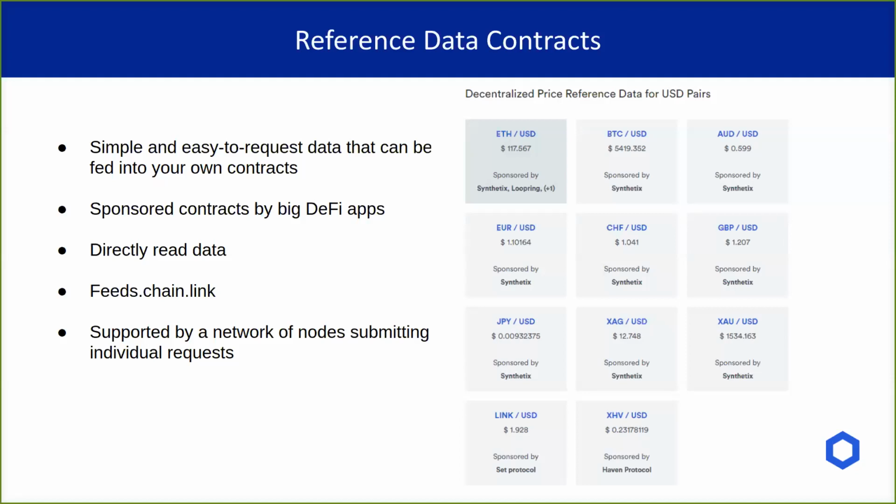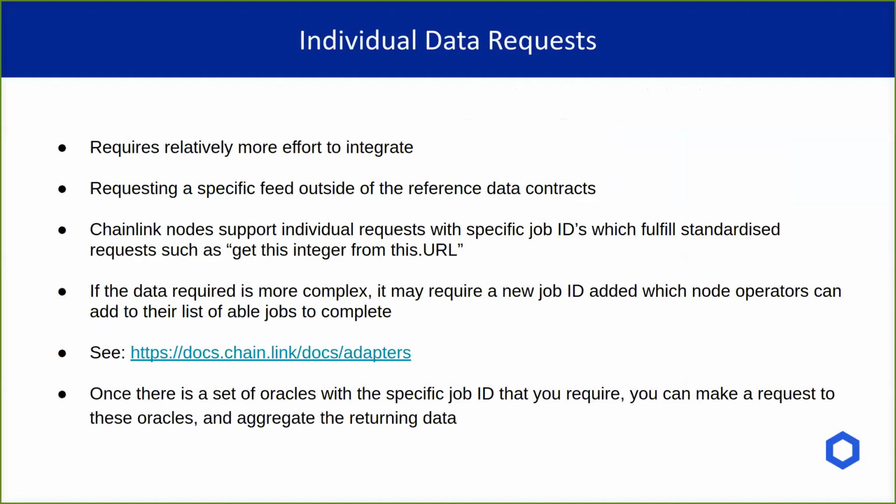The second of which ways that you can integrate Chainlink into your contracts requires a little bit more effort, but not too much more, and that's individual data requests. So these individual data requests are a little bit more difficult because you're requesting a specific feed, which isn't one of those listed on feeds.chain.link. One of these specific feeds is custom to your app per se, because it's something that you want to use in your contract. So Chainlink nodes support this with special specific job IDs, which fulfill standardized sort of requests.